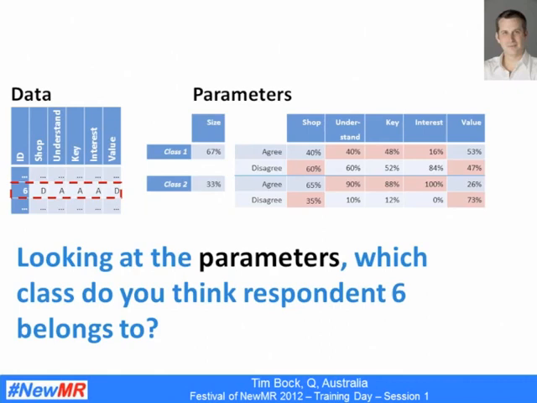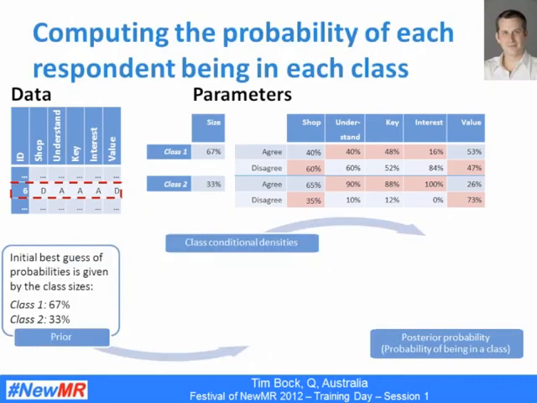But if we look at all of the other attributes, the numbers in the pink in class 2 are higher than they are in class 1, which is to say that the respondent's data is more consistent with being in class 2. And so overall, you'd say this respondent is more likely to be in class 2.